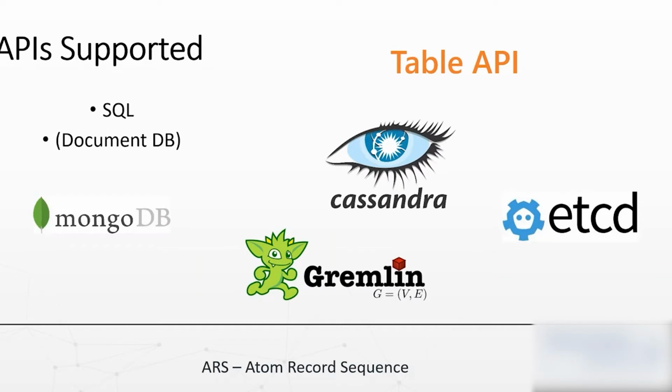For the SQL API, which is very similar to the old DocumentDB, if you're familiar with that on Azure, it's JSON documents, and you can go in and look at the JSON documents and explore the data that way, and load and update. It's JSON, and under the hood, it's using the atom record sequence.